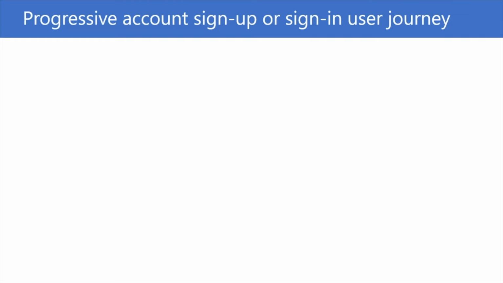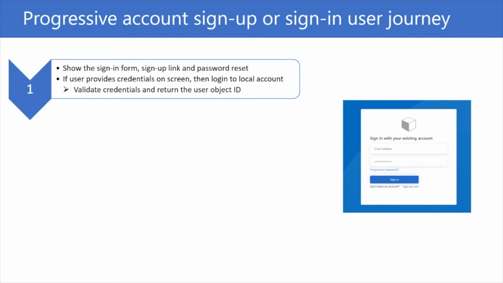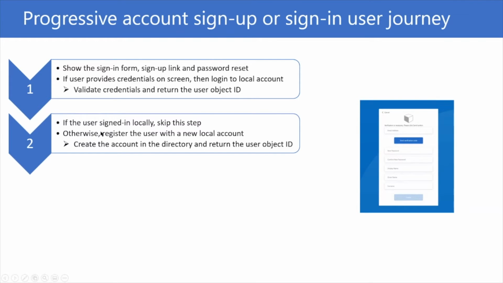So let's review our user journey real quick. We started with showing the sign-in form, sign-up link, and password reset values. And if the user provides credentials, then we'll go ahead and log them into the local account. We'll validate their credentials and return an object ID. The second step, if the user signed in and we already have an object ID, we're going to go ahead and skip this step.